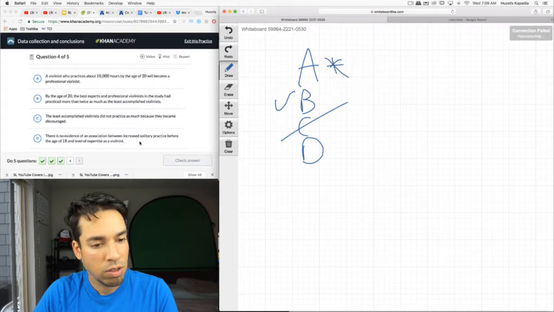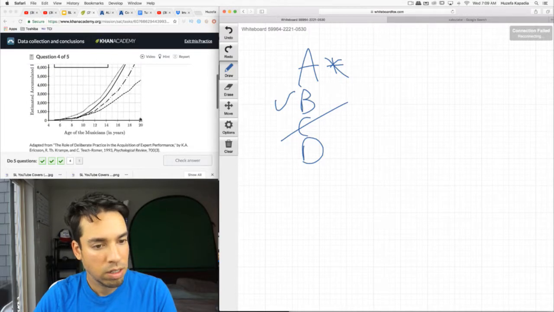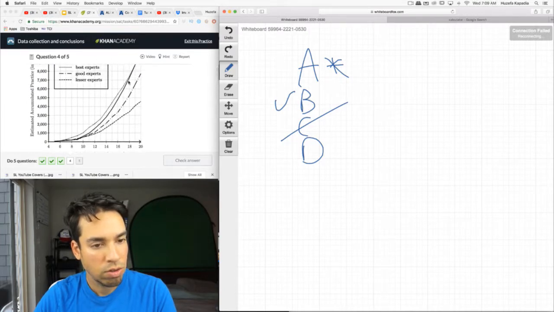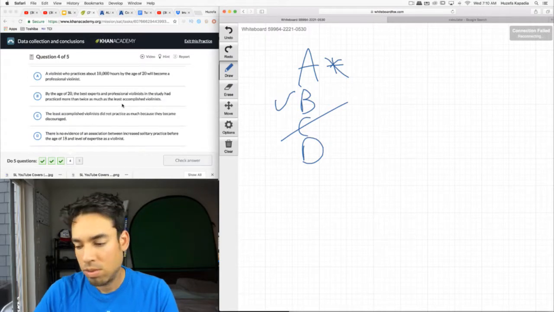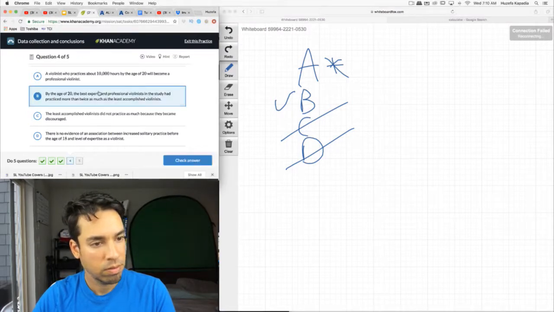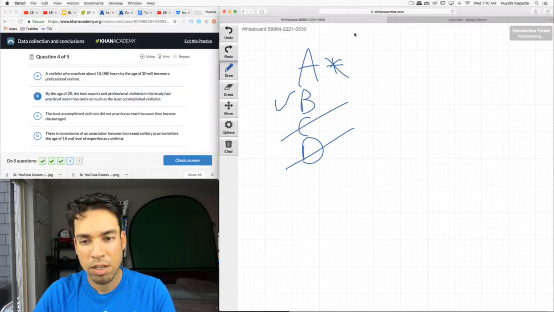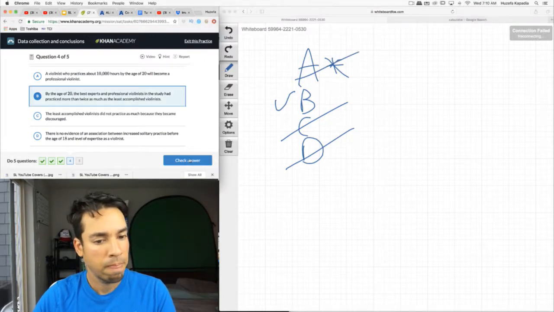There is no evidence of an association between increased solitary practice before the age of 18 and level as an expert violinist. That is not true. There's definitely evidence here, right? We can see there's differences. This one's all the way down here at 3,000. This one's all the way here at 5,000. This one's all the way up here at 7,000. So I'm taking D out. I'm going to go with B, I believe. Because this is crazy, actually, now that I think about it. It's too definitive. "Will become," that we have no idea.